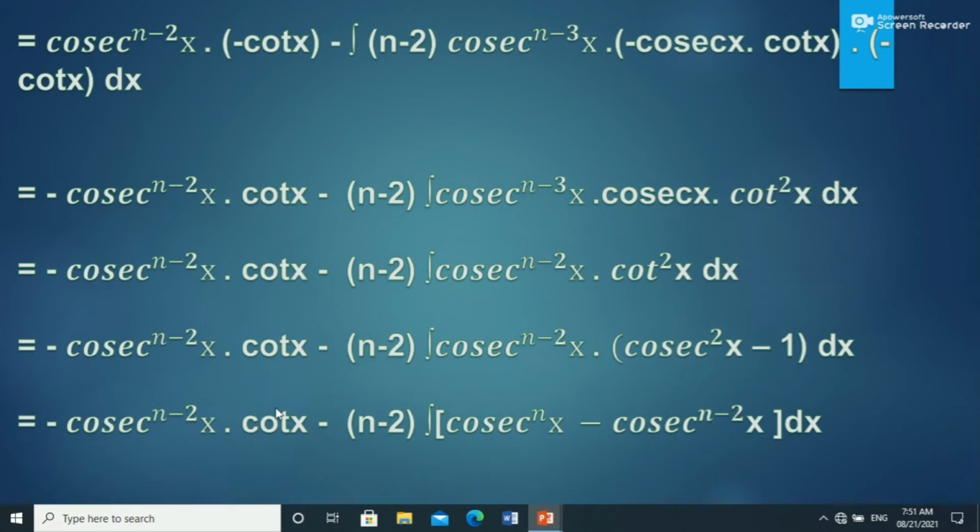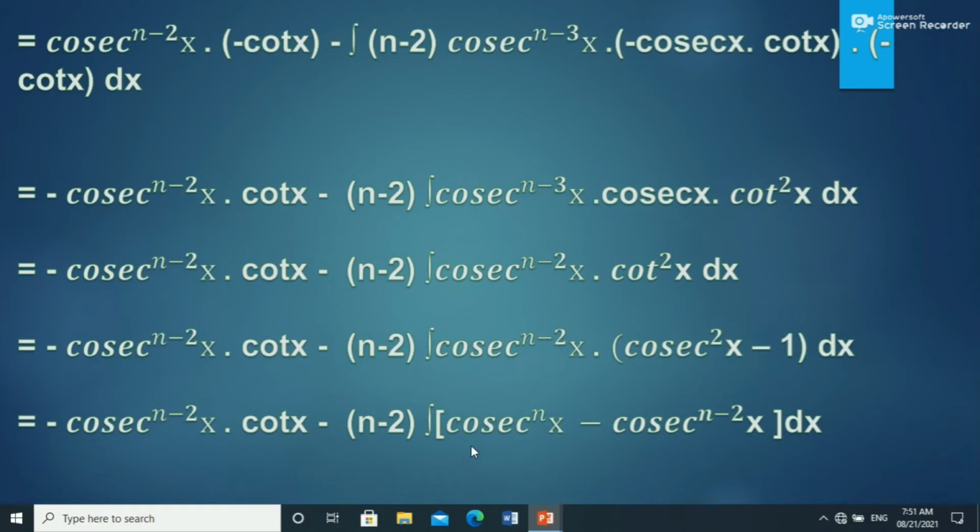Then multiply cosec^(n-2) x into the whole bracket, cosec square x minus 1, which is equal to minus cosec^(n-2) x cot x minus (n minus 2) into the integral of cosec^(n-2+2), where the plus 2 and minus 2 get cancelled.